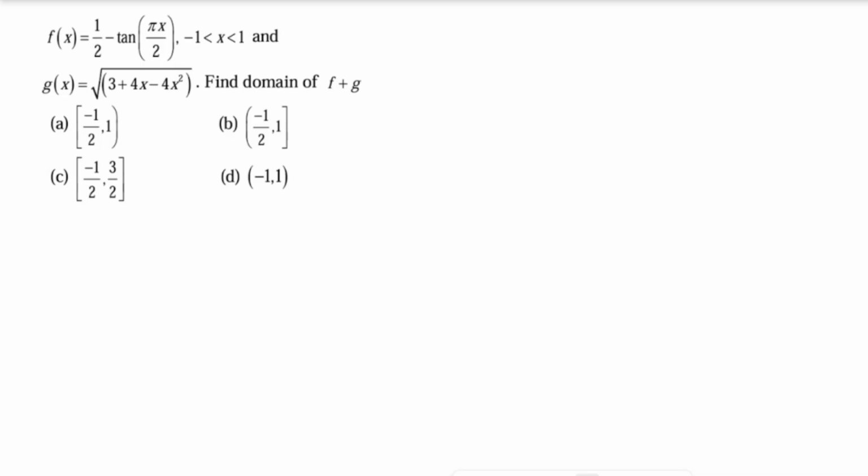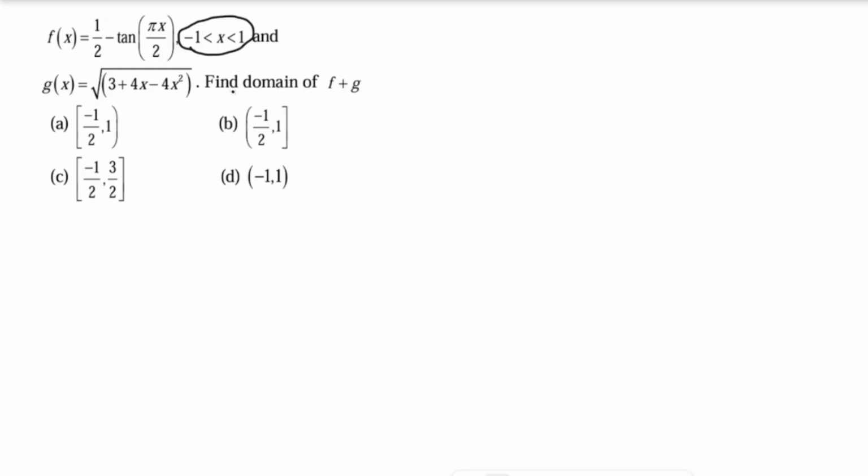Now let's get into the first problem. The first problem is, we have to find the domain of f of x plus g of x, the sum of f of x and g of x. The domain of f of x is already given, that is x is between -1 and +1. If you notice, it is already given in the question. Now let's find the domain of g of x.